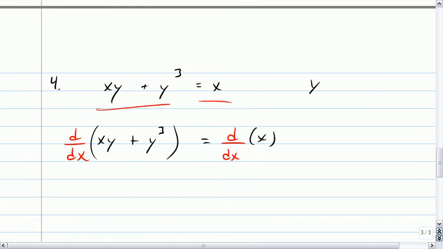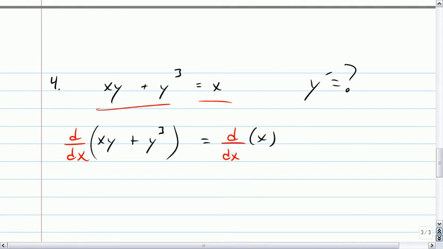So the goal, I should say, is that we wanted to find y prime. In the initial problem, xy plus y cubed equals x, I didn't see y prime anywhere. Now if I take the derivative of both sides, pay attention because y prime is going to show up, and then your task will be to isolate it.